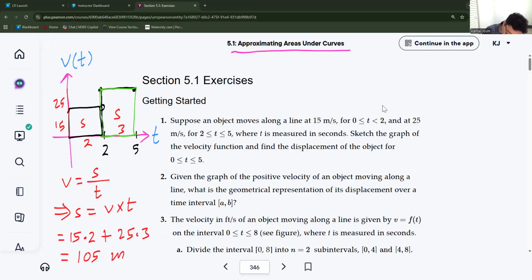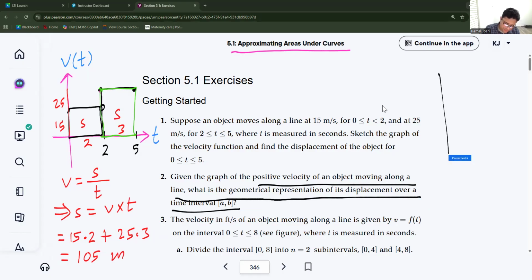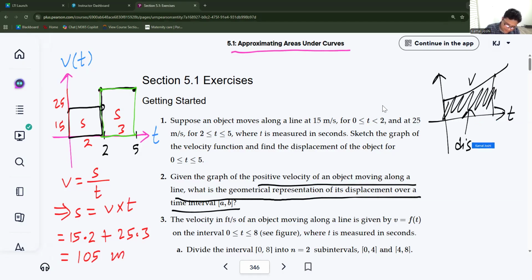Given the graph of a positive velocity of an object moving along a line, what is the geometrical interpretation of its displacement on the interval? The geometric interpretation of the displacement is the area under that graph, between the x-axis and the curve. If this is the velocity and that's the time axis, then this is the displacement.